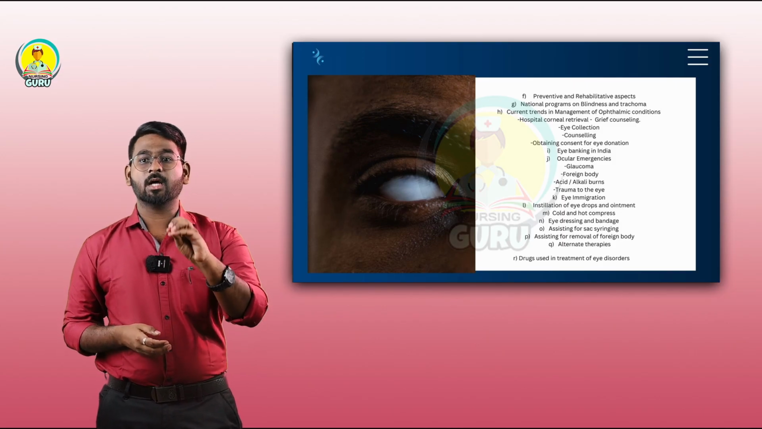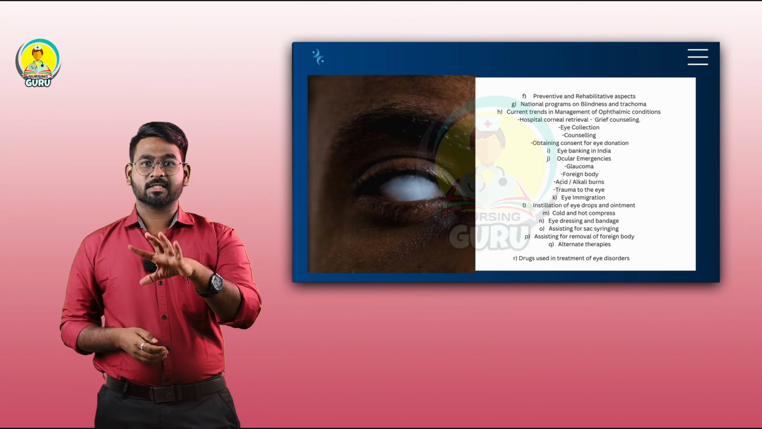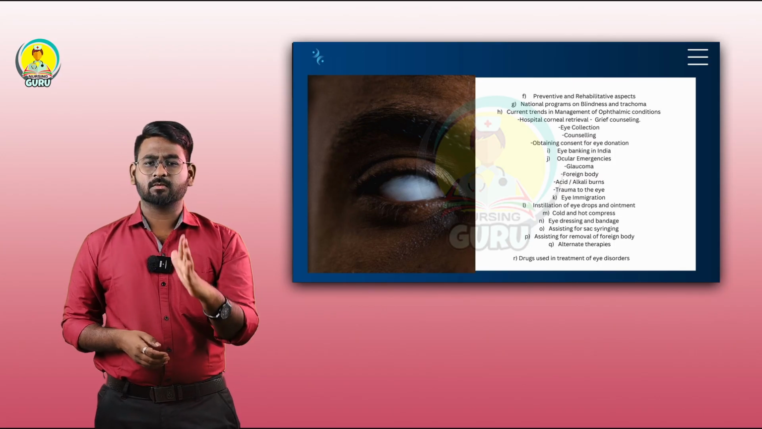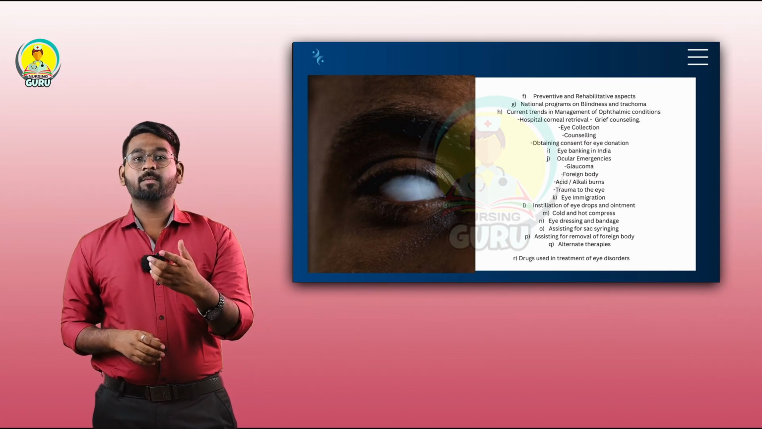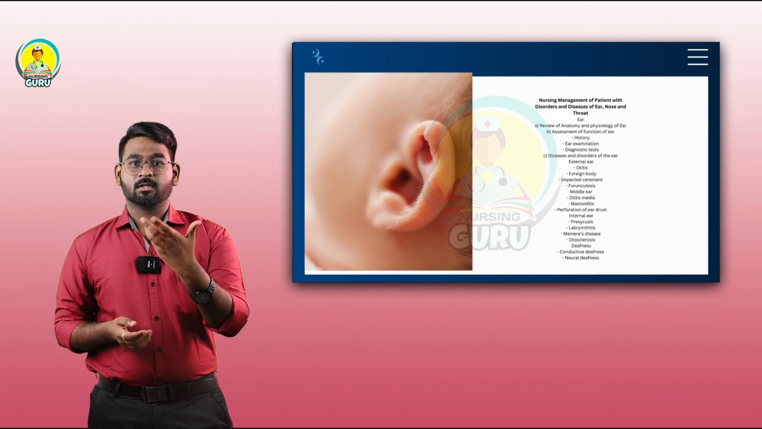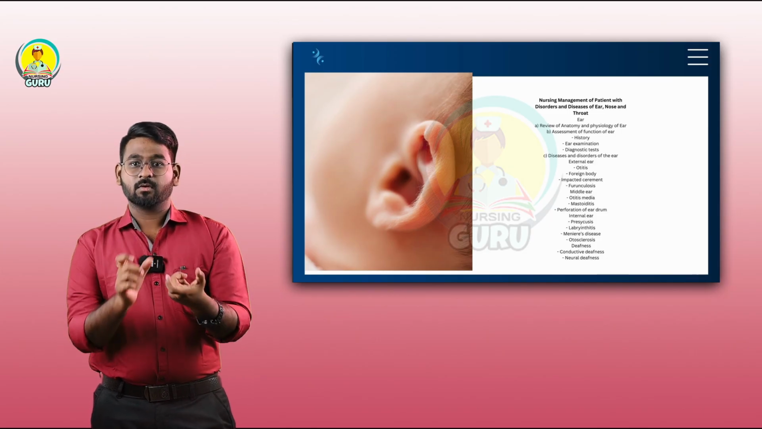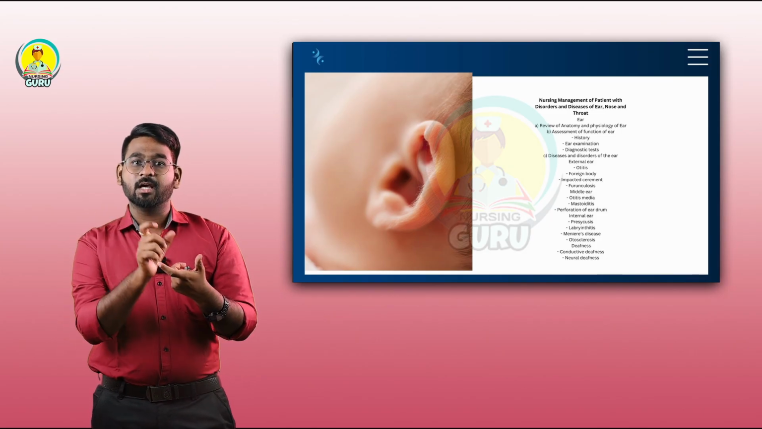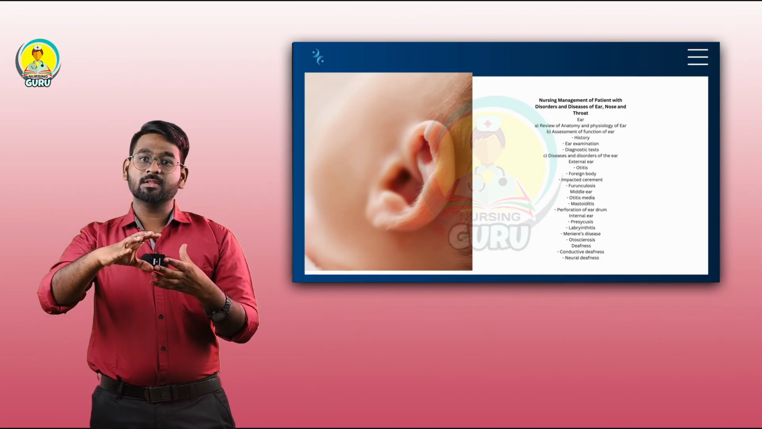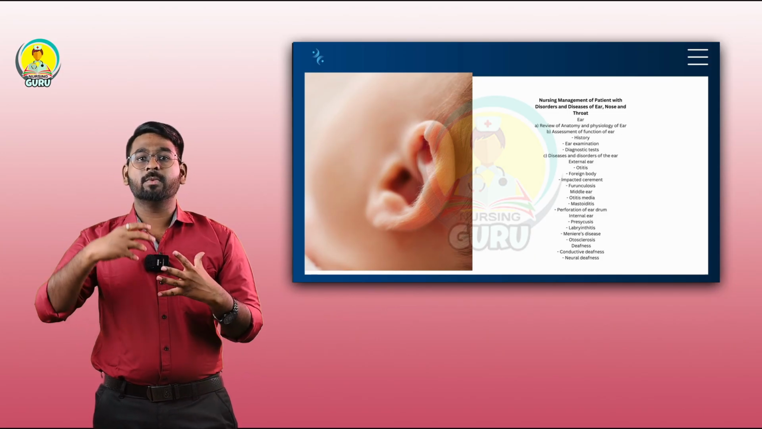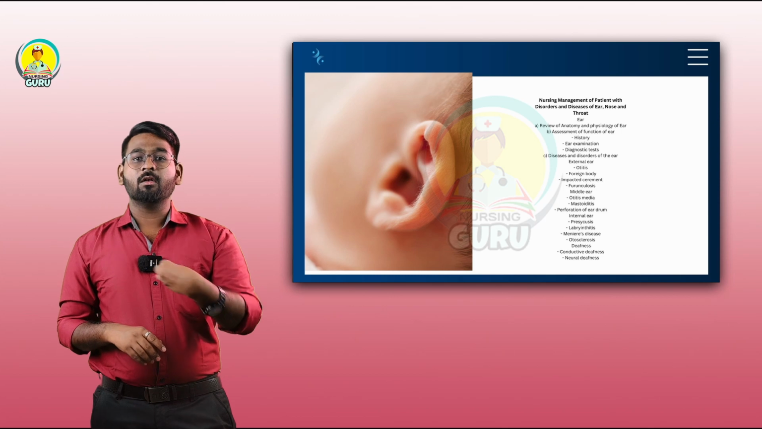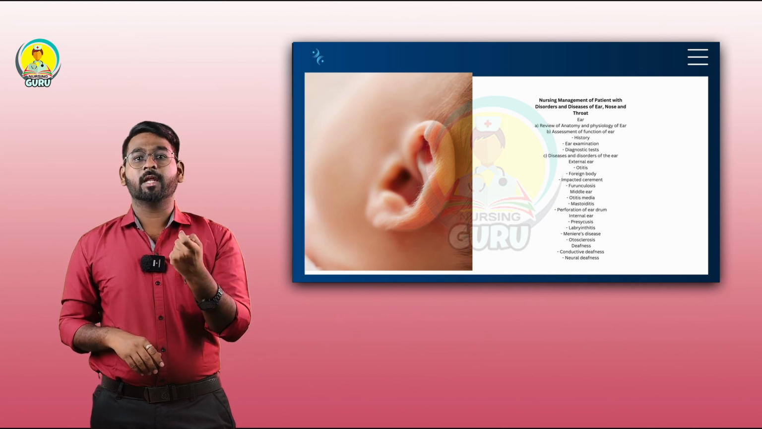So this is about the fourth unit, ophthalmic nursing, or the disorders related to the eye. The next topic will be unit number 5, which is the ENT. ENT is nothing but ear, nose and throat. So in this one unit we are going to study all the disease conditions related to the ear.